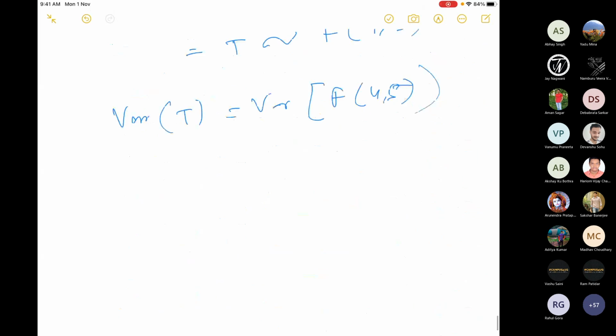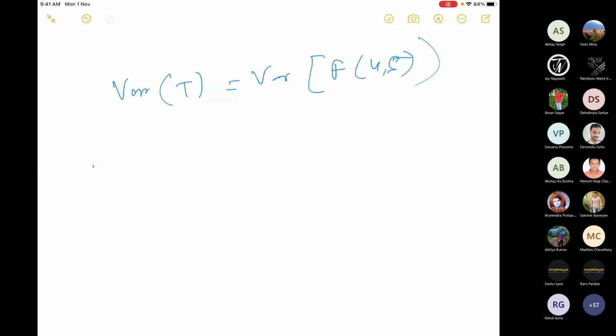Another interesting part about the F distribution is the following. This is again one more result, so I will try to prove this also. Because normal distributions are very, very important, I'm focusing on normal. Let's say X is normal.